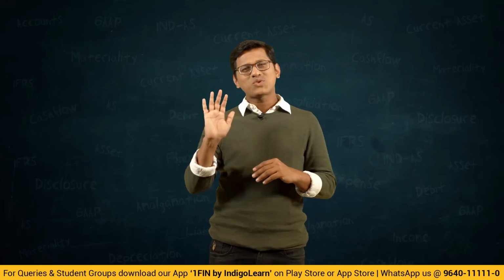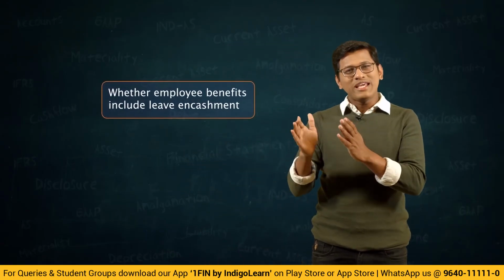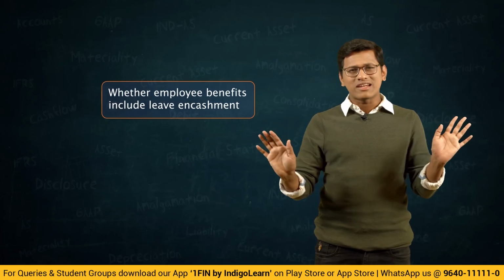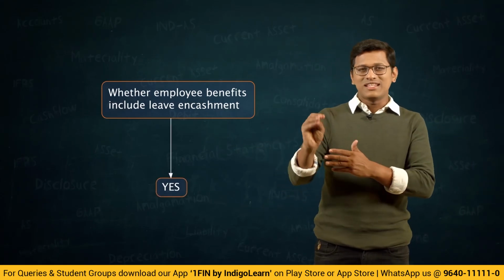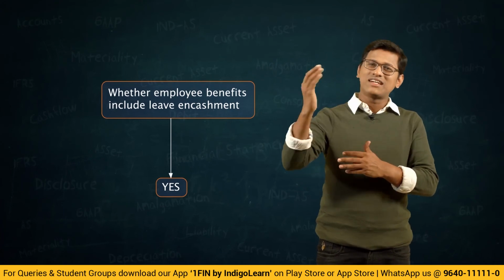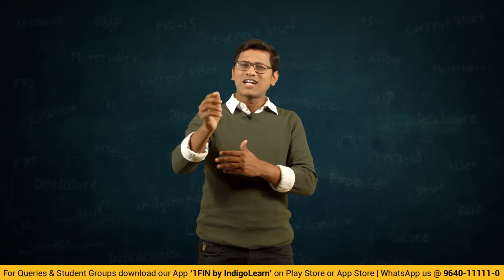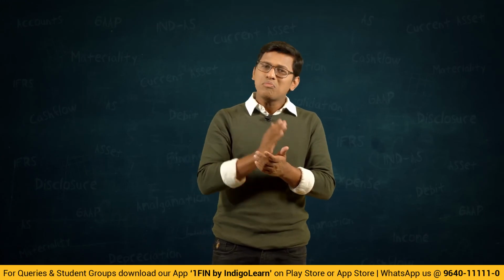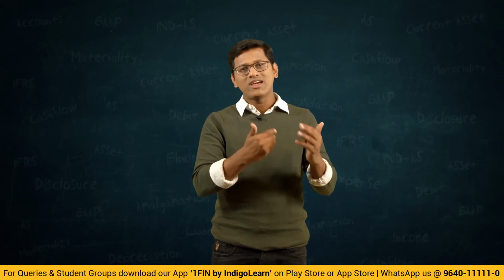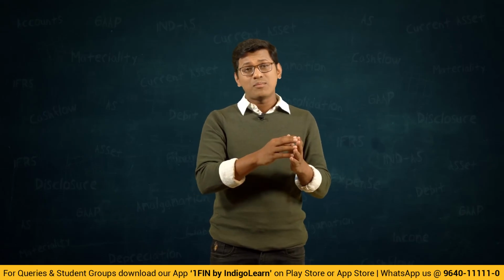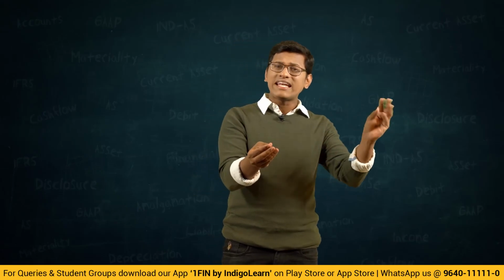Friends, in this question, the first thing what we have to ascertain is whether the employee benefit includes leave encashment. Does it include leave encashment? Yes, it does. So, that part is taken care. These leave encashments etc. get covered under employee benefits. And now the next aspect is the company's contention is something like this. It says, I will account for leave encashment only when the employee actually avails it, because I don't know whether the employee will actually use that leave or encash that leave. That is the main problem that the company is saying.